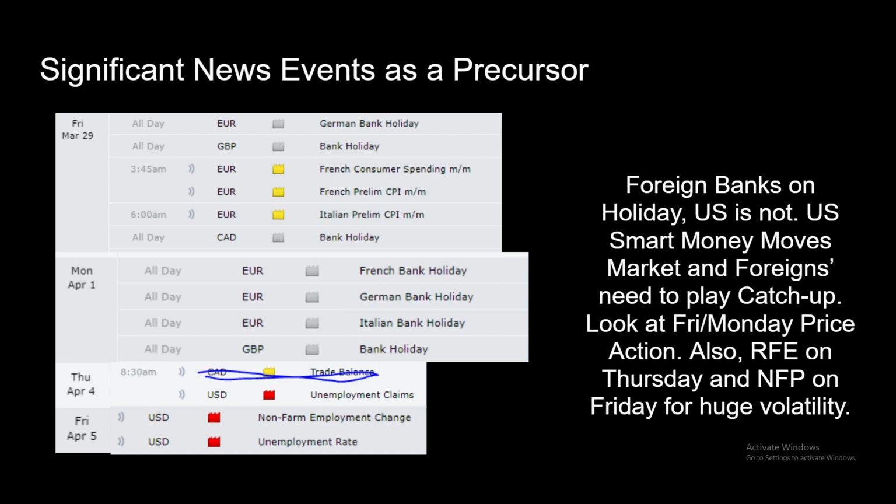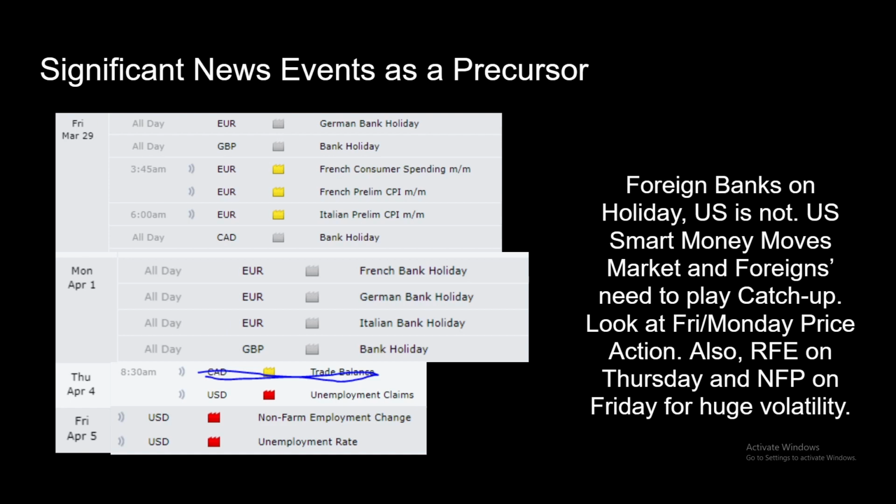So we're going to start off with significant news events as a precursor. On Friday, March 29th, and on Monday, April 1st, Europe, Great Britain and Canada all had bank holidays. It's a German, Canadian, French, and Italian bank holiday, and this is pretty significant because on Monday, April 1st, the United States did not have a bank holiday and trading actually occurred on Monday.